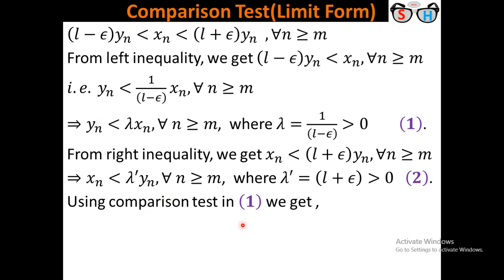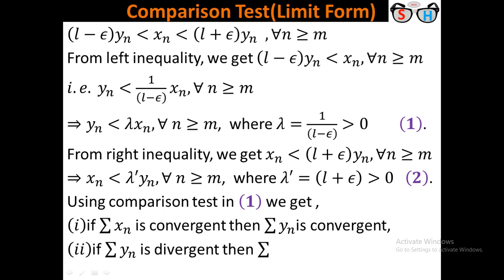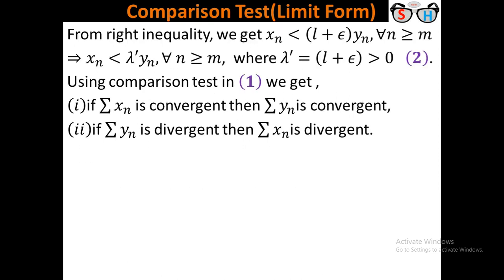If you use the comparison test in 1, then you can write: if summation xn is convergent, then summation yn is convergent, and if summation yn is divergent, then summation xn is divergent. So from relation 1 we can conclude that when xn is a convergent series, then summation yn must be a convergent series, and when summation yn is a divergent series, then summation xn is a divergent series. Now I use the comparison test in the second relation.